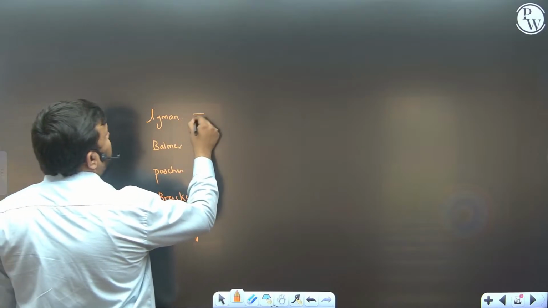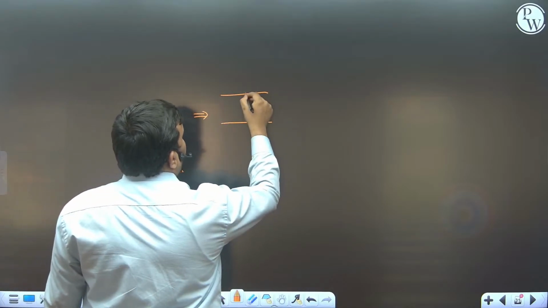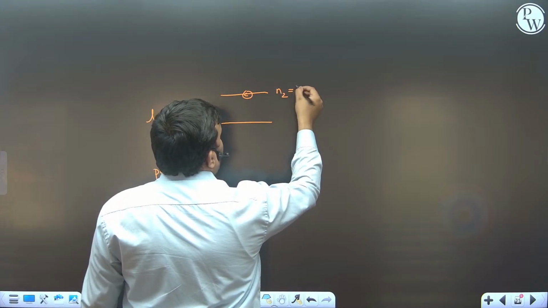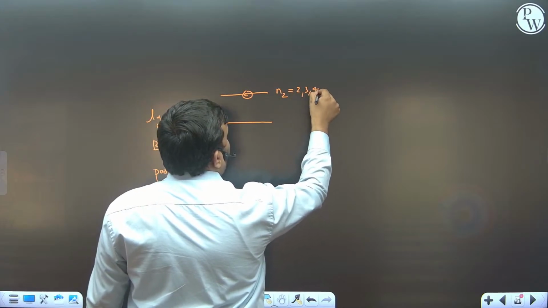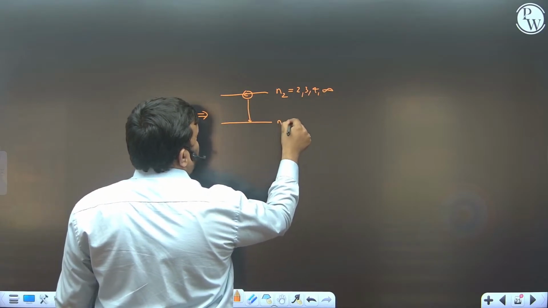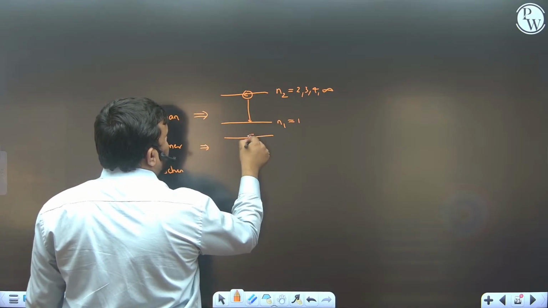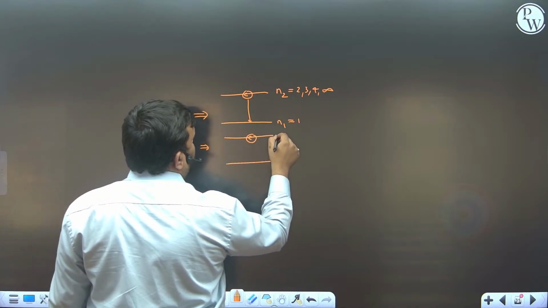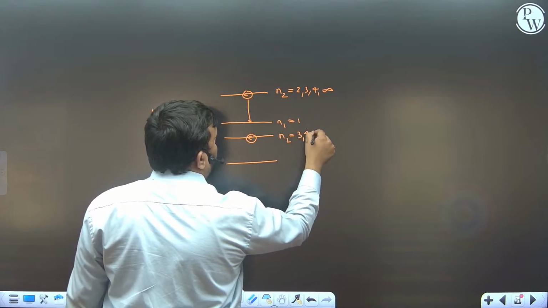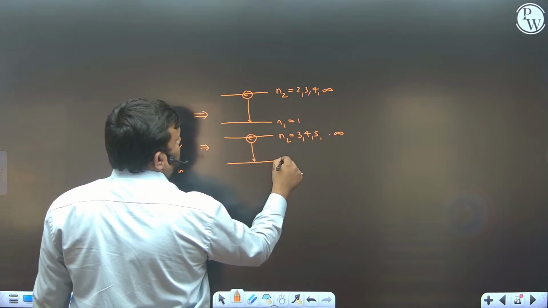In the Lyman series, we will be having electron de-excited from any higher orbit. N2 will be like 2, 3, 4, dot, dot, dot, infinity to the first orbit. In Balmer series, we will be having electron de-excited from N2 is equal to 3, 4, 5, dot, dot, from infinity to the second orbit.